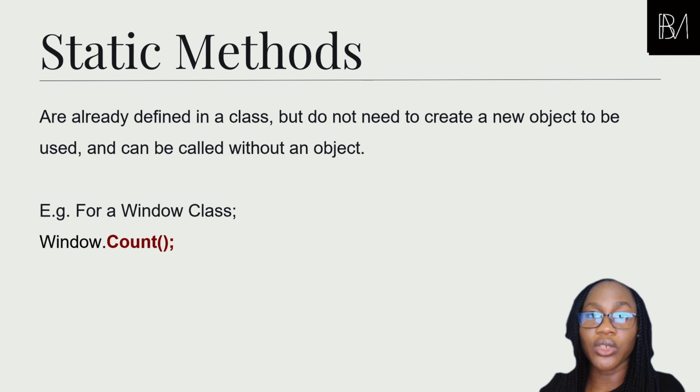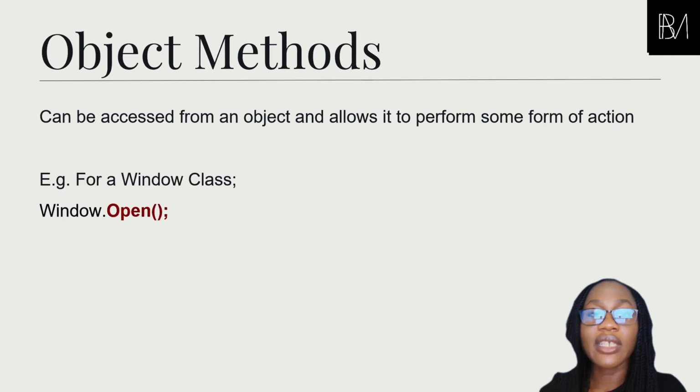And finally, we have object methods, which is where it allows the object to perform some form of action. So the static method is more like an attribute, it's more like some kind of behavior that the object has. The object method is something the object does, right? So the constructor method makes a new instance of a class or an object.